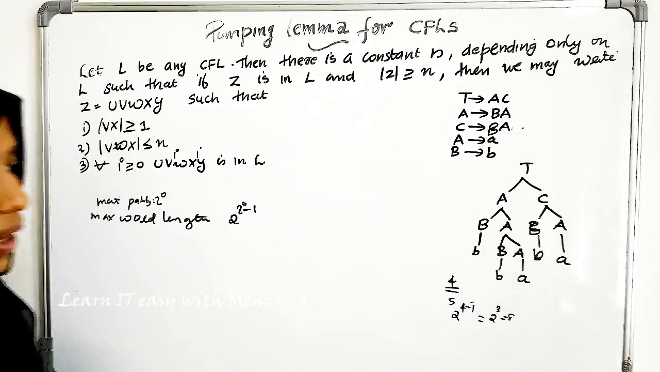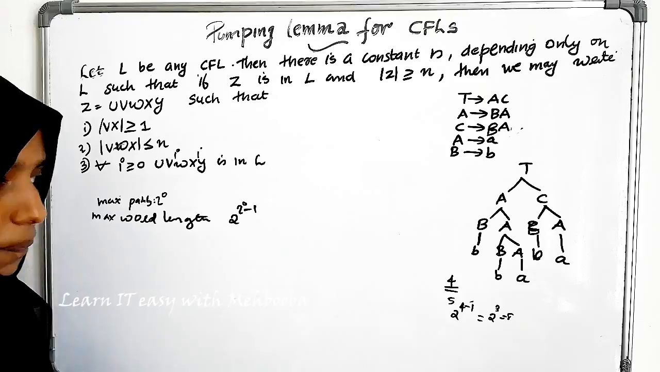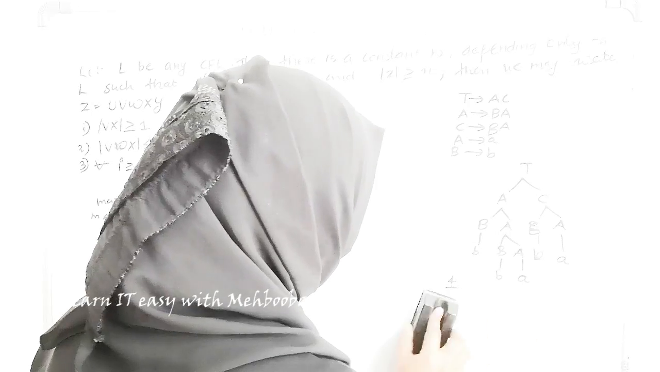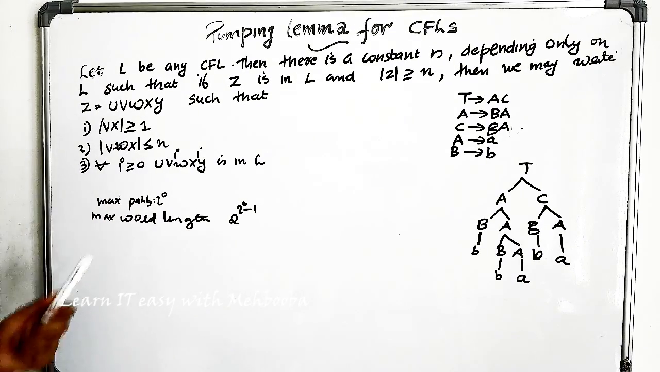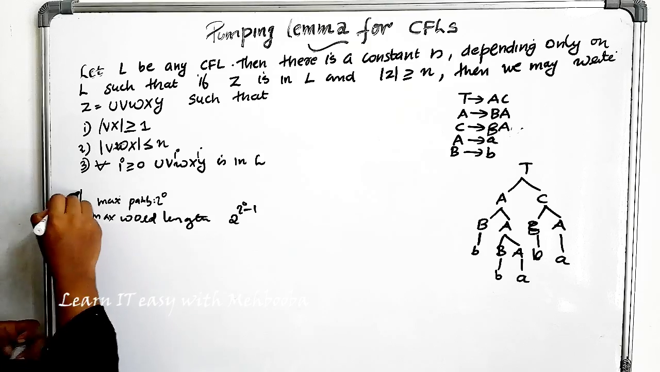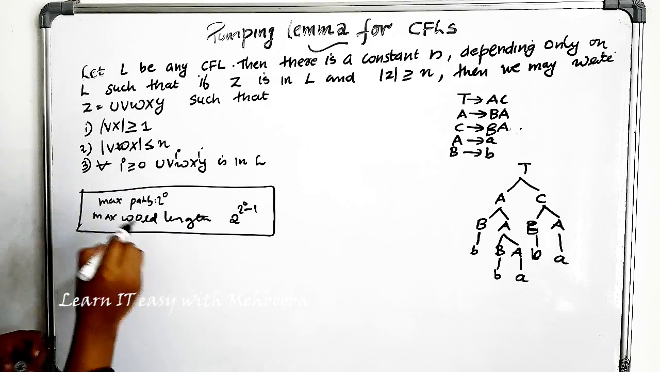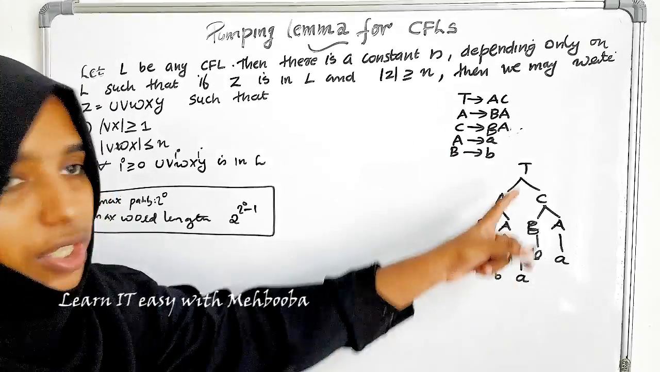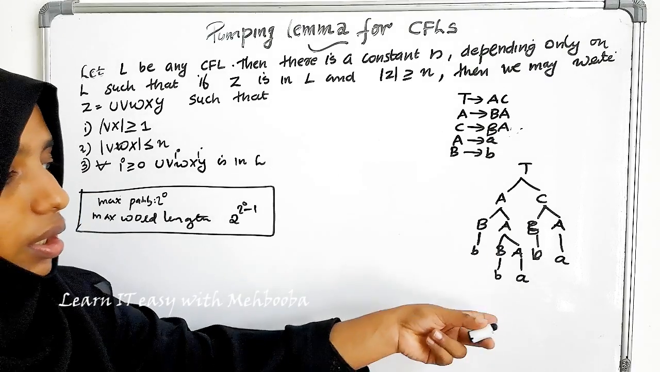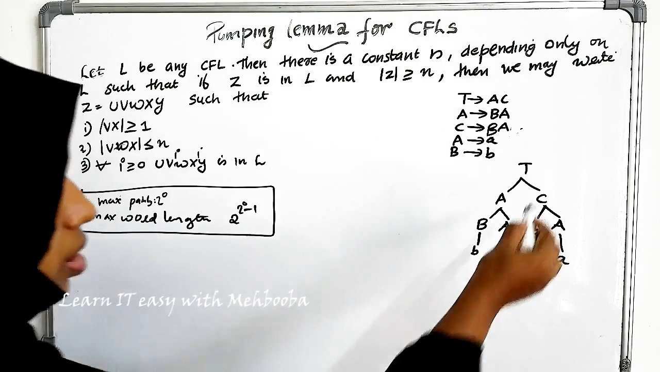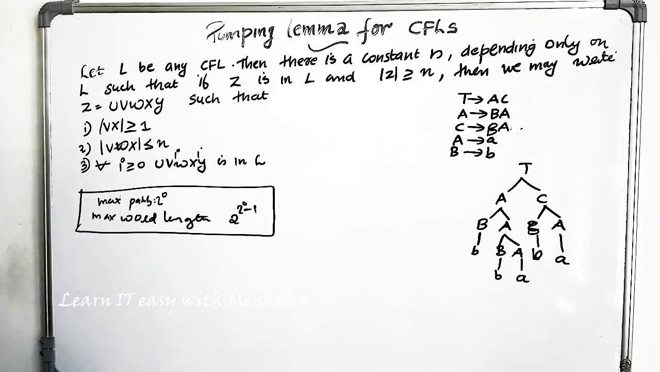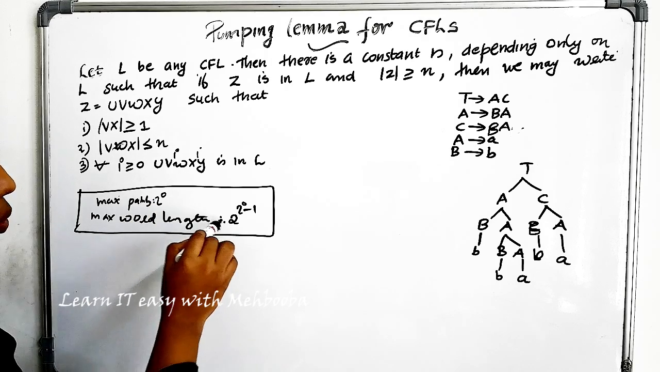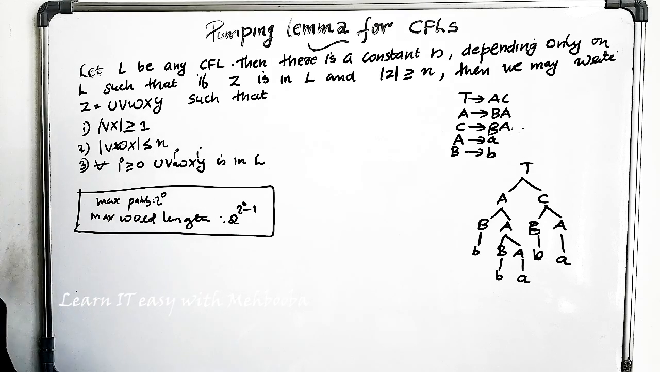So the word derived by this tree is much less than the maximum word length, which is 2 raised to 3, 8. So that is what we need to prove. That is, if the maximum path length in a tree, maximum path length meaning the length of the longest path, obtained by counting the edges from root to the longest path's leaf node. Here these two are the longest paths, right? So if the maximum path length is I, the maximum word length will be 2 raised to I minus 1. So this is what we need to prove.